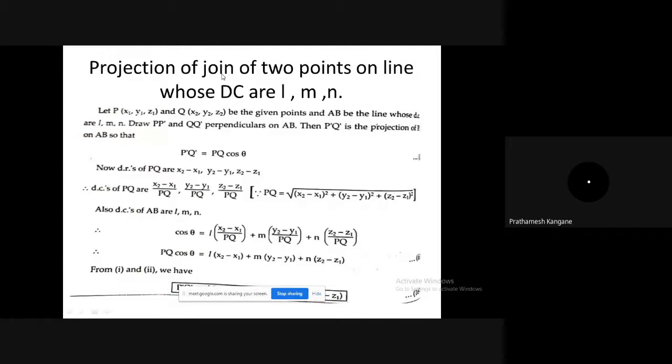Okay. So if we are not given a line whose projection is to be found, but we are given 2 points, let it be P, that is x1, y1, z1, and Q, that will be x2, y2, z2. And the line on which the projection is to be found has its DC given, that is direction cosines, let it be LMN. So draw P dash and Q dash perpendicular on AB, and then P dash Q dash is the projection of PQ on line AB. So the length of the projection will be PQ cos theta.